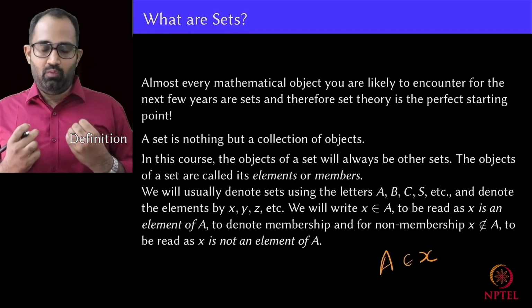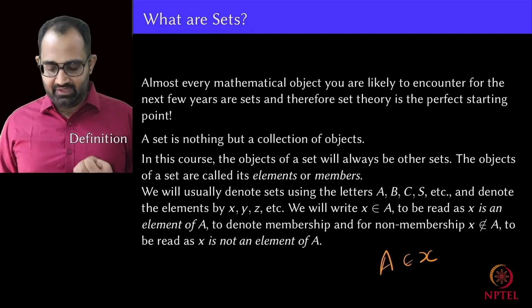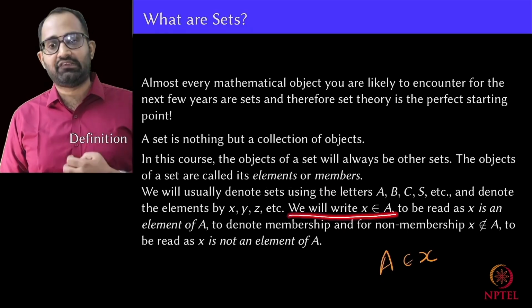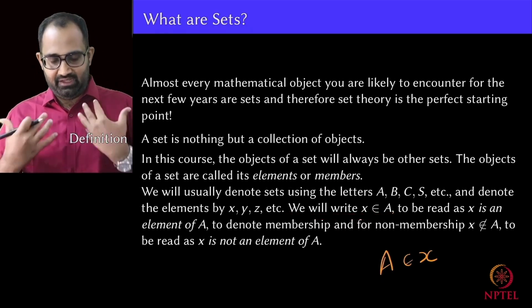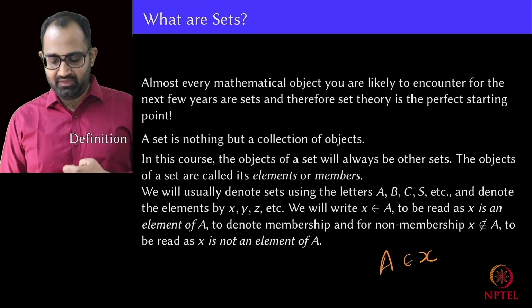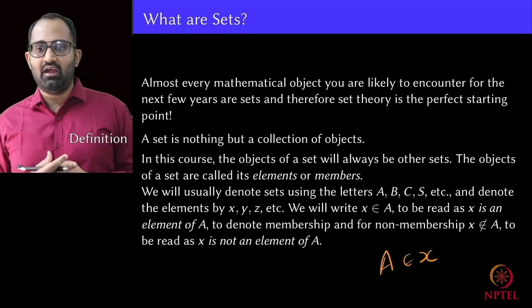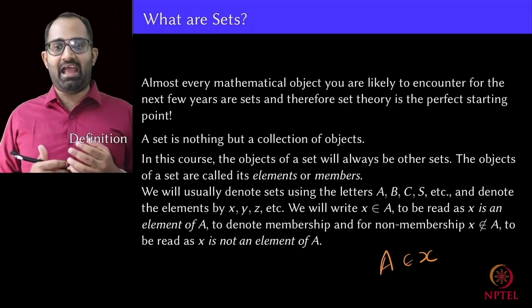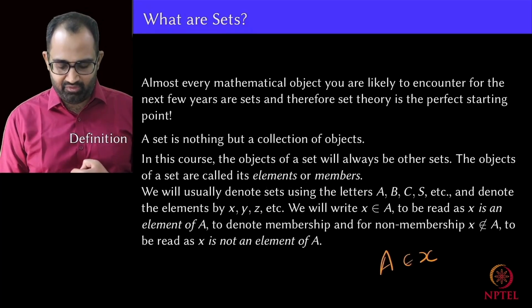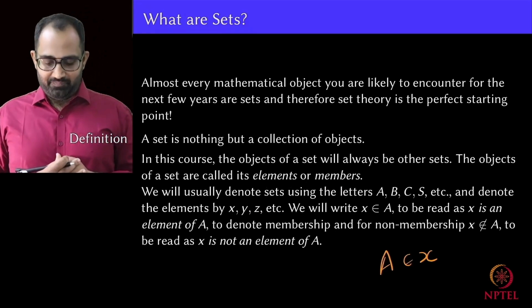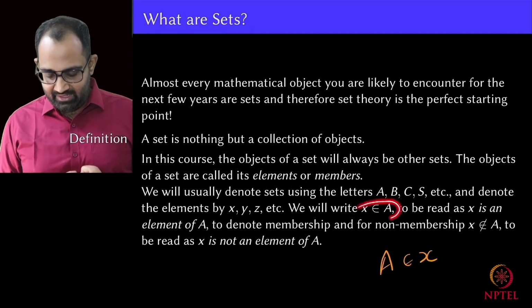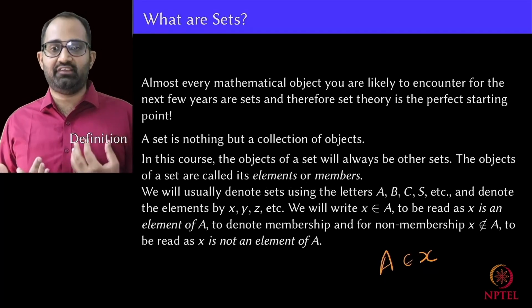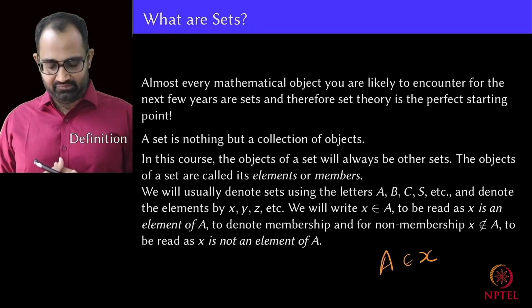Now, I've already used the phrase "is an element of". Let me formalize that. We will use the notation x ∈ A, to be read as x is an element of A, to denote membership. The symbol for that is this epsilon-like thing, but more straightened off. It's not really a fancy epsilon. Usually in Greek, you write epsilon something like this. So always read this as x is an element of A. This denotes membership. That means one of the constituent objects in the set A is the element x.